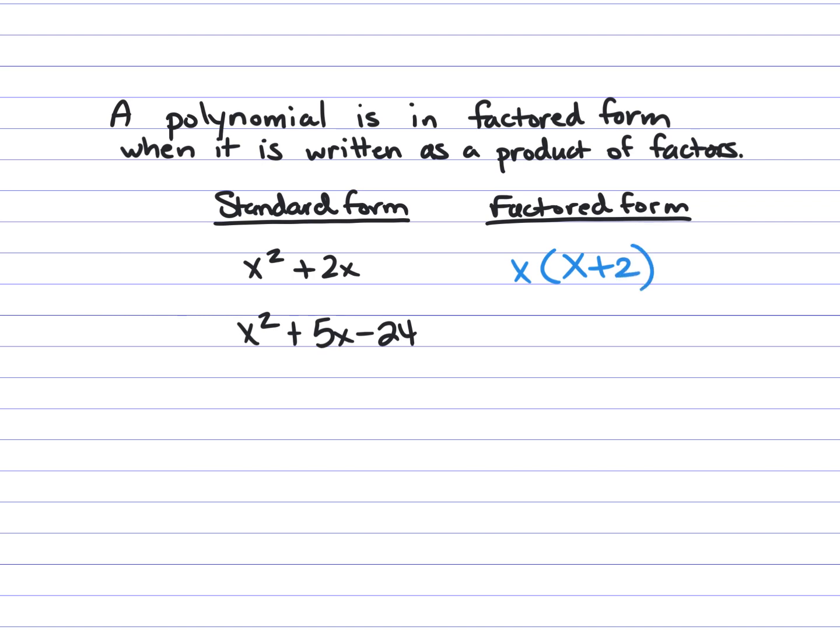Then x squared plus 5x minus 24 in factored form would be x plus 8 times x minus 3.